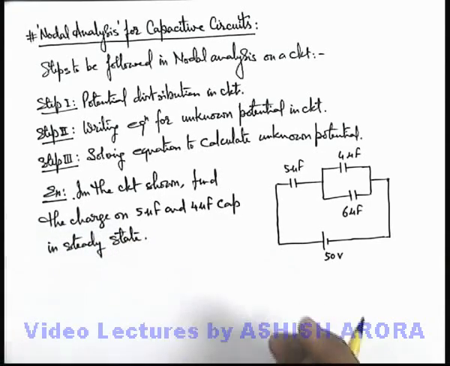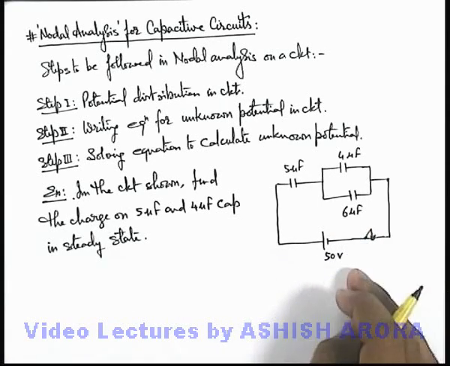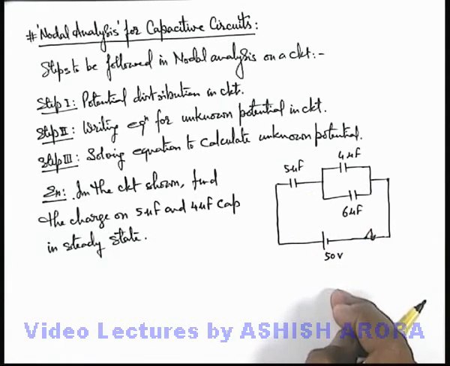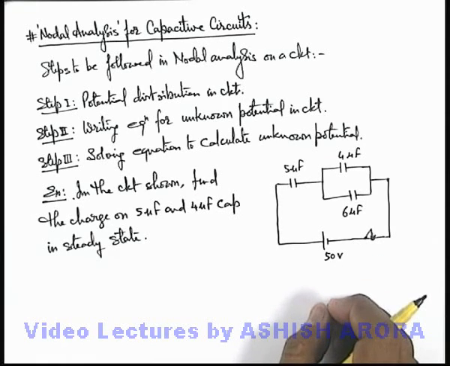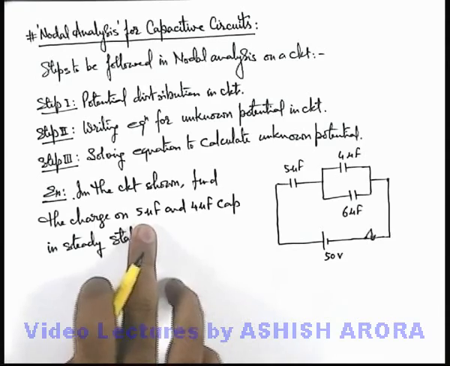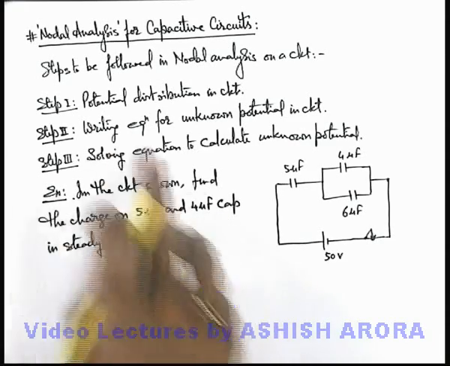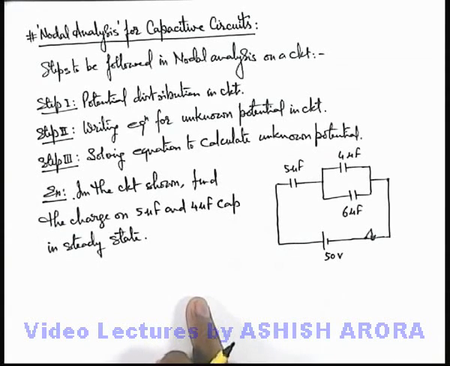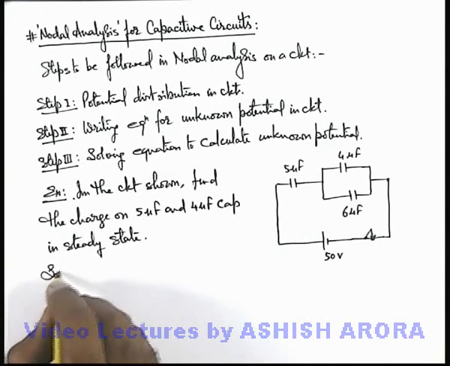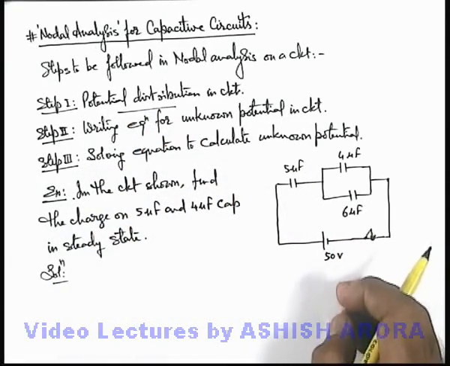Steady state means if there is a switch over here and we close the switch, after a long time the capacitors are fully charged. This state we call a steady state. Now in this situation, we are going to calculate the charges on the 5 and 4 microfarad capacitors using the method of nodal analysis. In the solution, the very first step is to distribute potential in various parts of the circuit.